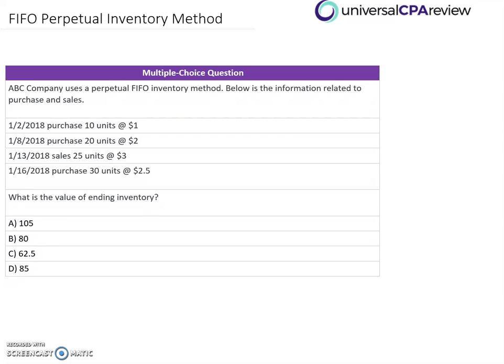So when we're talking about inventory, generally what question they're always going to ask is either what the value of the ending inventory is or what the value of the cost of goods sold is. And the summation of these two amounts is generally always going to equal the cost of goods available for sale. So as we look at our cost of goods available for sale, 10 units at $1 gives a $10 cost of goods available for sale for the January 2nd purchase. Our January 8th purchase is going to have a $40 cost of goods available for sale, and the 16th purchase is going to be $75.